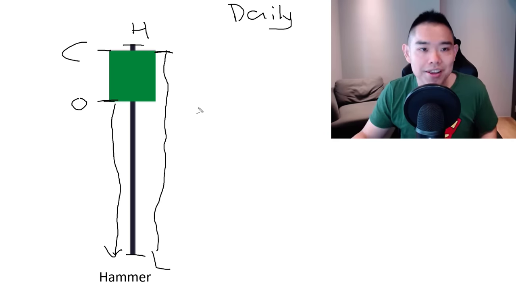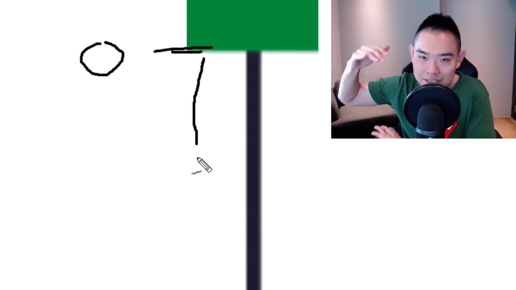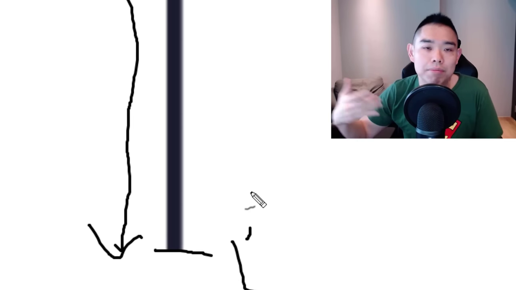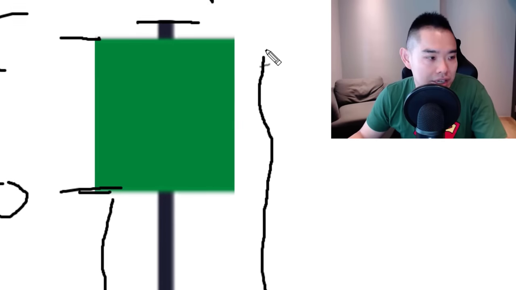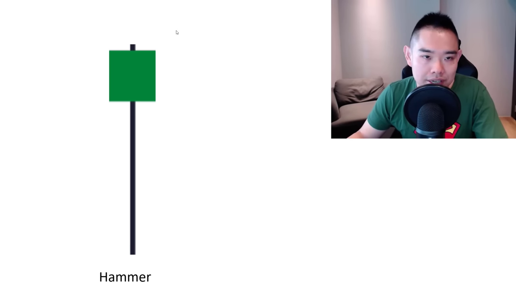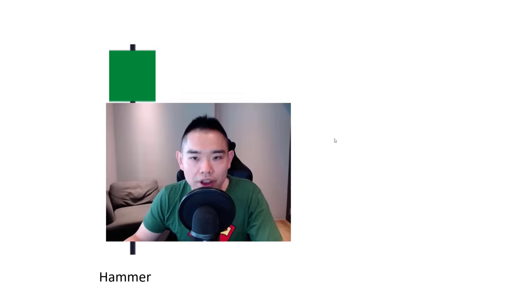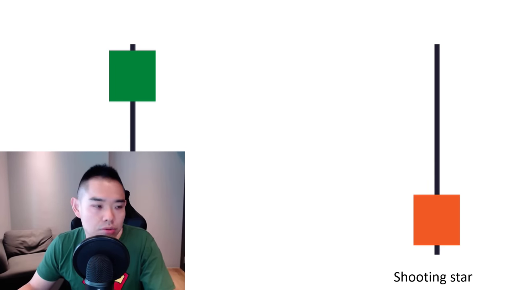So same thing over here. The buyers initially were getting suppressed by the sellers, but eventually they overcame and kind of like won the battle. In this reference, the opposite of a hammer is kind of like what we call a shooting star pattern. So this is just the inverse.